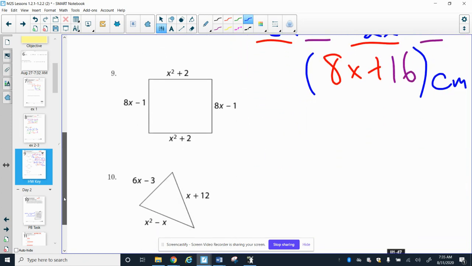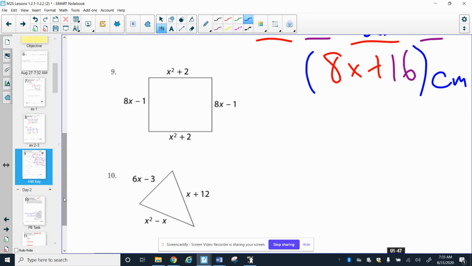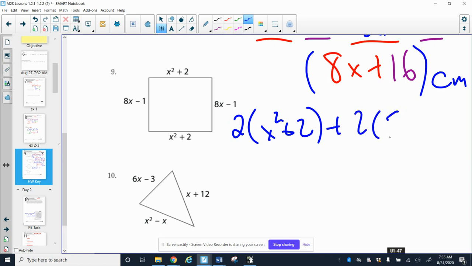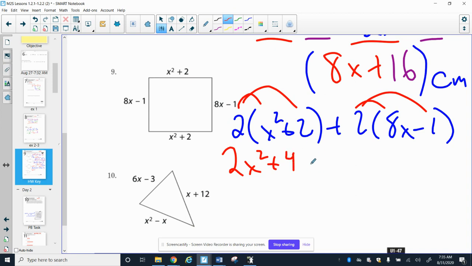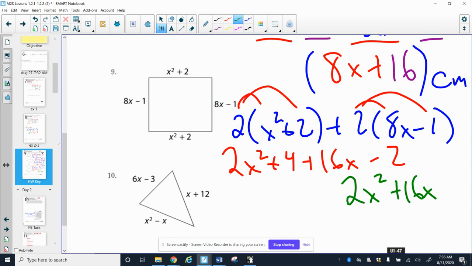Why don't you guys try doing number 9? All right, so same idea. Should have written out 2 parentheses x squared plus 2 plus 2 parentheses 8x minus 1 and multiplied across both. 2x squared plus 4 plus 16x minus 2. Now we have 2x squared is still by itself, plus 16x is still by itself, and then we combine 4 and negative 2 to make 2 centimeters.